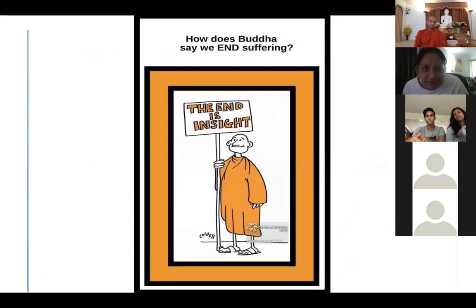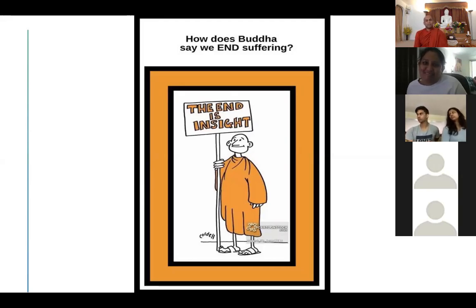And we can discuss the other elements of the path in our other weeks. Okay, so I would like to share this cartoon with you. This is a cartoon which said that end is insight. There's an interesting twist, an interesting meaning of this term. End is insight means that the end is within our sight. The end of suffering is within our sight, within our possibility. It can be reached.